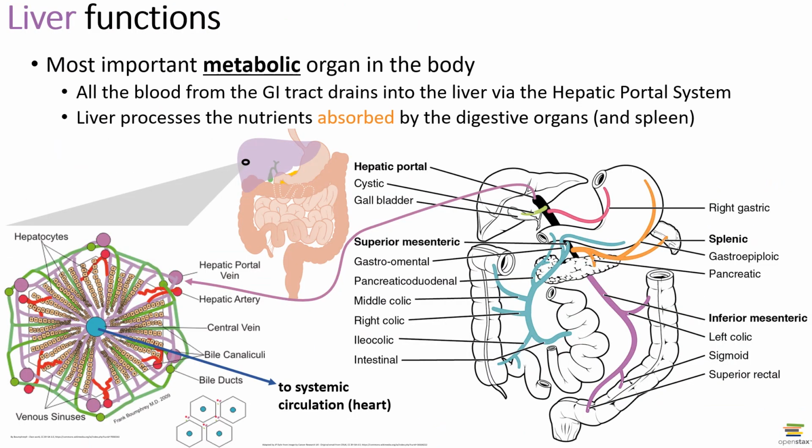However, the liver is much more important than simply the organ that produces bile. The liver's primary function is actually in metabolism, and it is the most important metabolic organ in the body. It does almost all of the complex biochemistry in the body.